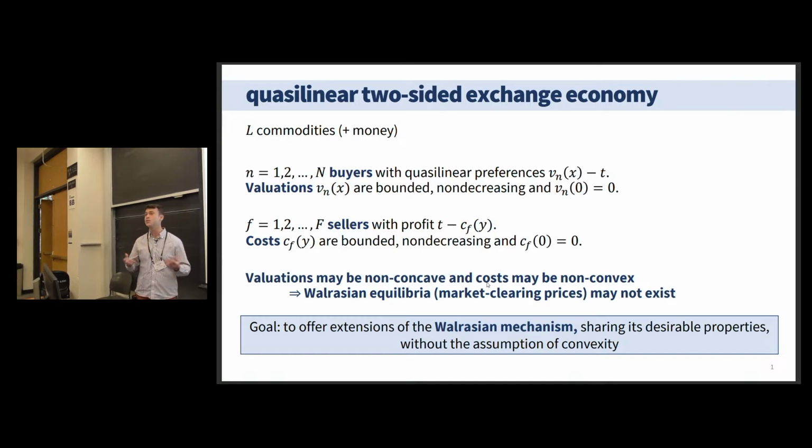So as a consequence, there may be no prices that lead to supply equaling demand. There may be no Walrasian equilibria. So the question is, what do we do in these settings? And the goal of this paper is to offer new extensions of the Walrasian mechanism that have many of the desirable properties of the Walrasian mechanism, but work well in these settings without convexity.